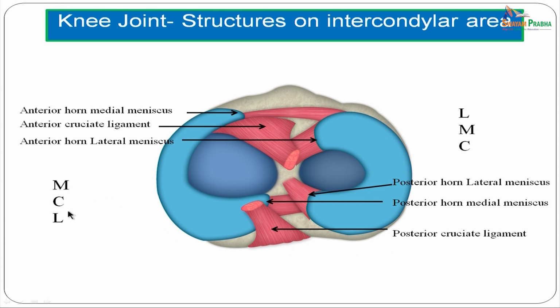You can remember these attachments by the use of two simple mnemonics. On this side you have MCL, and on this side you have LMC. We used to call it Medical College Lucknow and Lucknow Medical College. You could use your own terms. M stands for the anterior horn of the medial meniscus, C stands for the anterior cruciate ligament, and L stands for the anterior horn of the lateral meniscus. Similarly, on this side, L stands for the posterior horn of the lateral meniscus, M stands for the posterior horn of the medial meniscus, and C stands for the posterior cruciate ligament.